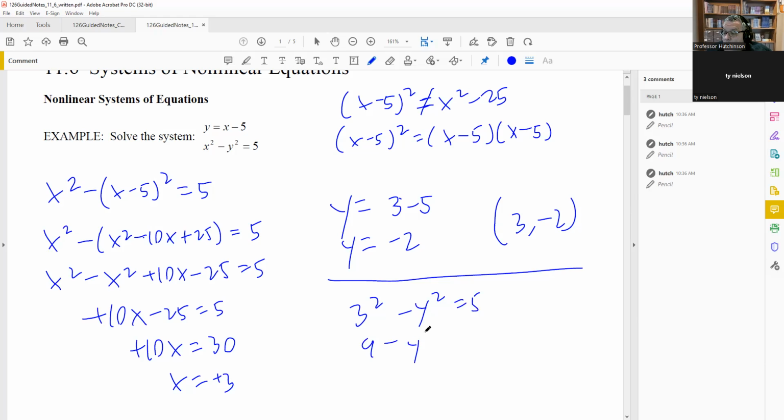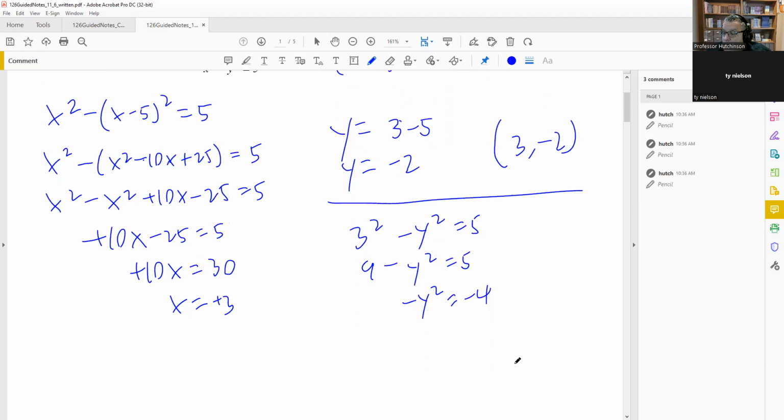You get 9 minus y squared equals 5. Subtract the 9 from both sides. You get -y squared equals -4. And so then if you were to divide by a negative, you get y squared equals 4. And then if you take the square root of both sides, you get y equals plus or minus 2. So then you might think, well, wouldn't I have 3, 2, and 3, -2?